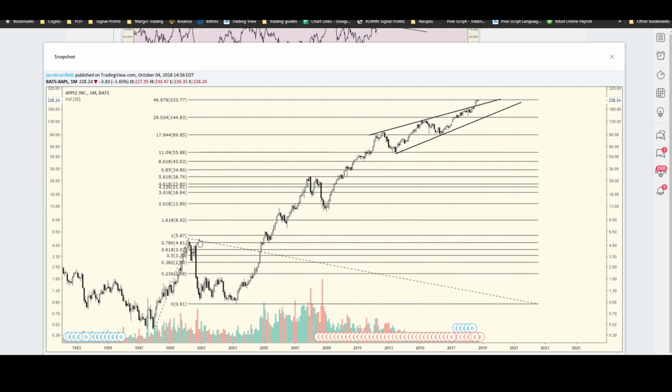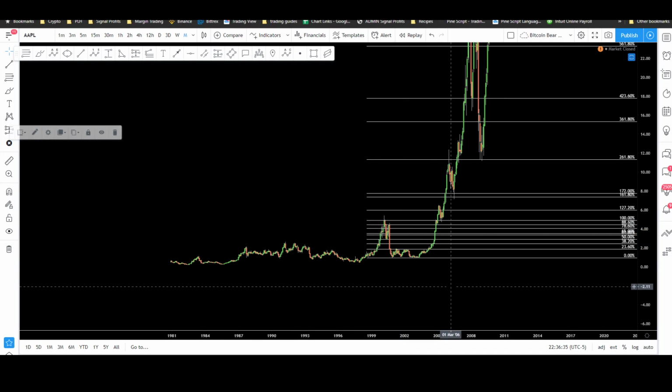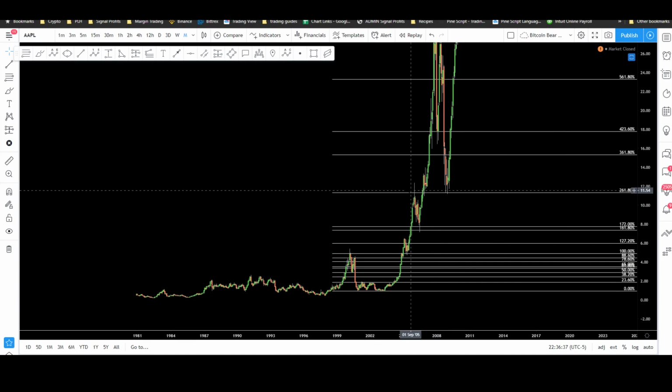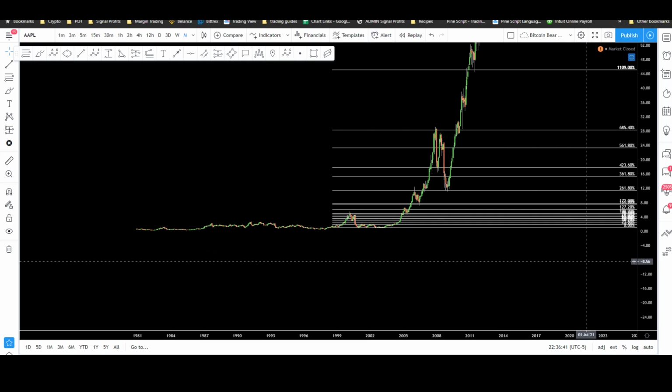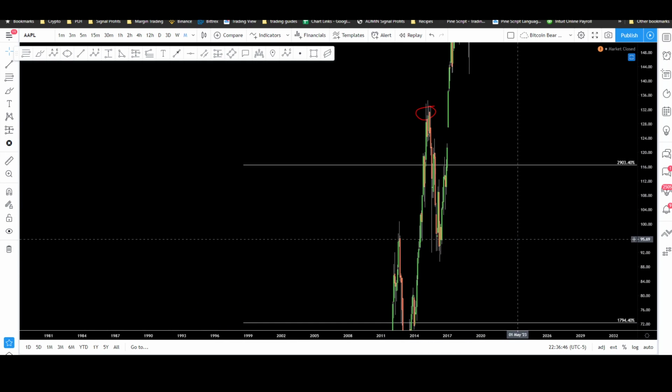This looks a little bit different though. Oh, I used the candle body close. That's why. Okay, let me take a look. I think I used a weekly candle body close. Yeah, that makes a lot more sense. 261.8. Support right on the 261.8. There we go, 60.85, 11.09. Yeah, that makes more sense.